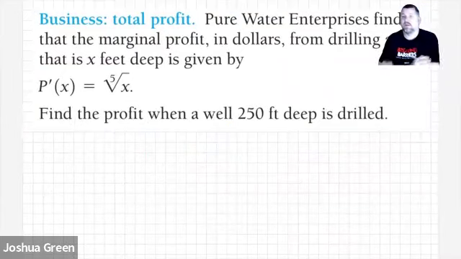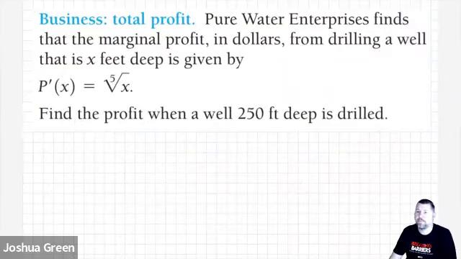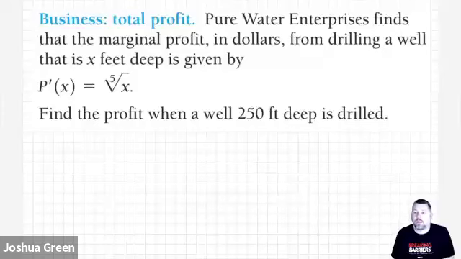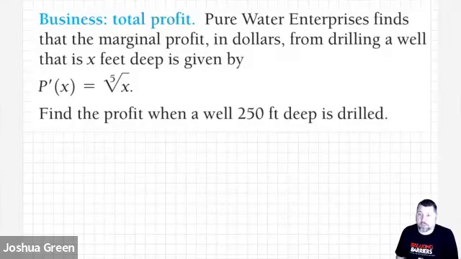All right, so here's another little application example for us to take into consideration. It says Pure Water Enterprise finds that the marginal profit in dollars from drilling a well that is x feet deep is given by p prime of x equals the fifth root of x, and wants us to find the profit when a well 250 feet deep is drilled.